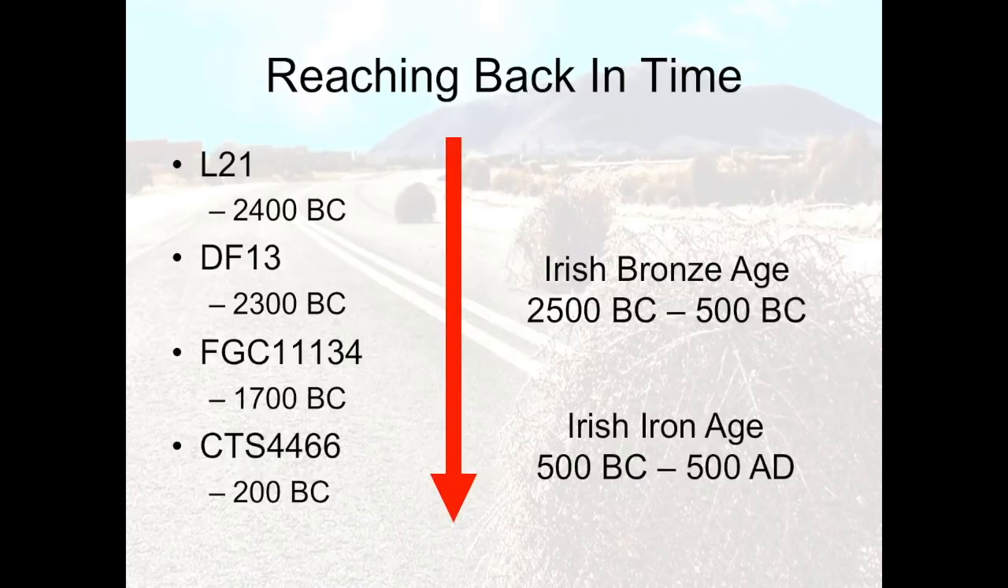Just to give you an idea of what we're talking about, and as has been said several times over the past few days, the times on all of these changes have a degree of wobble associated with them. So we're talking about the L21 SNP mutation occurring 4,500 years ago. DF13 is downstream of that, just shortly afterwards. Then if you come down to the CTS4466 mutation, you'll find that occurred in and around 200 BC. So just to set the environment, you're talking about going from the Irish Bronze Age, 2,500 BC, to the end of the Irish Iron Age, at 400-500 AD.